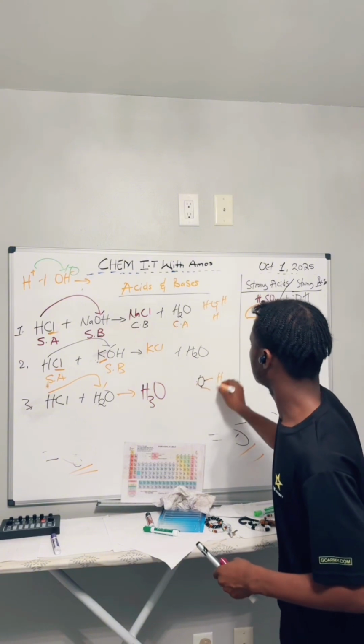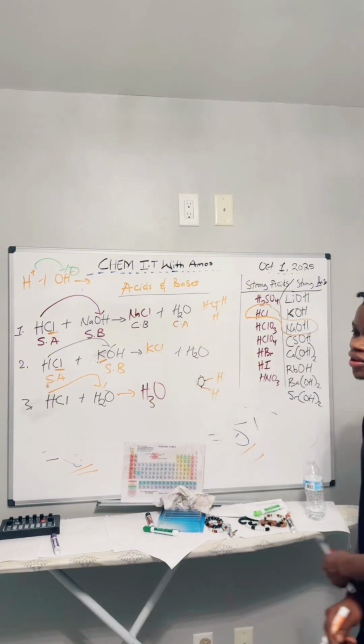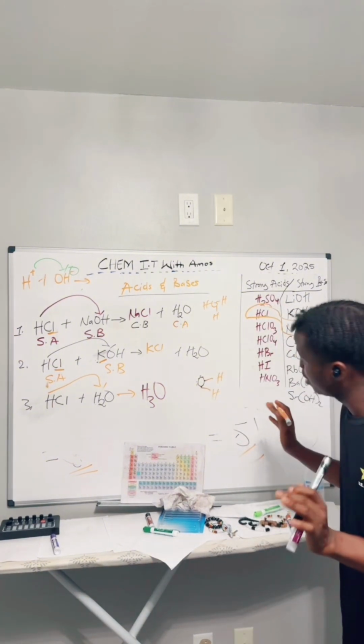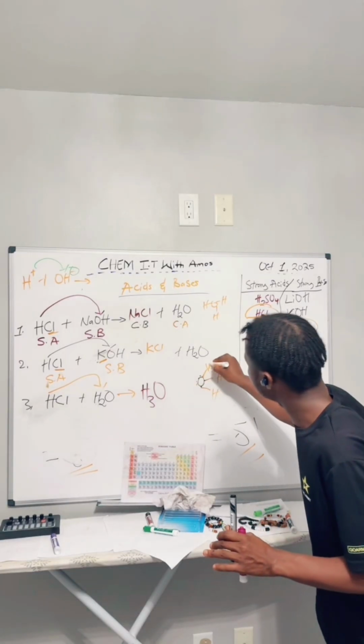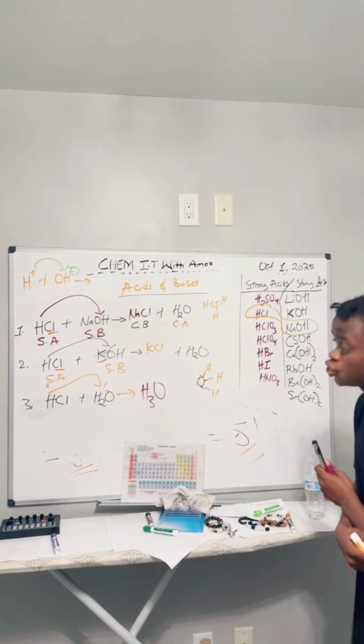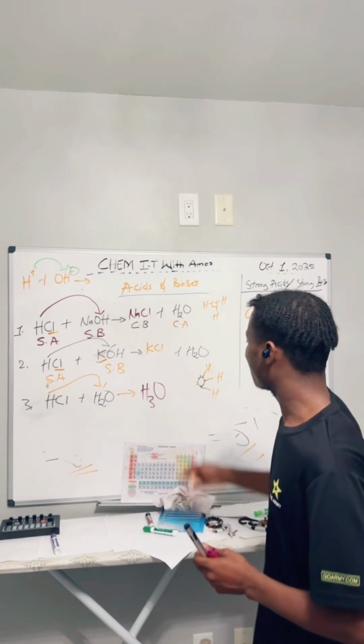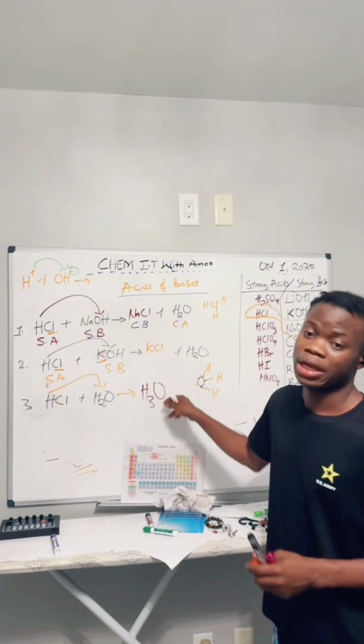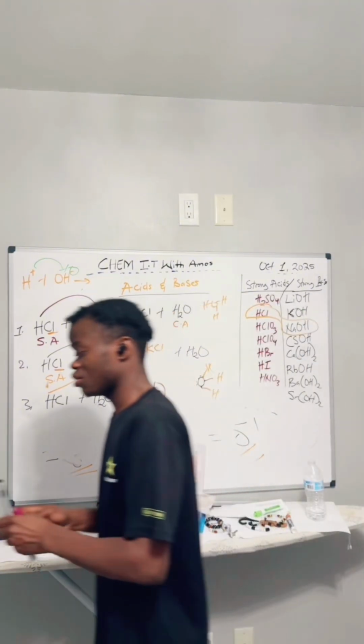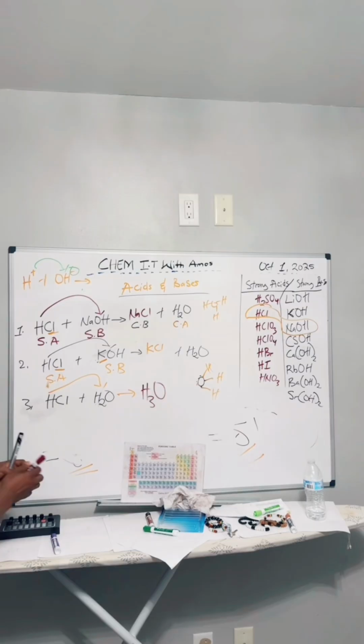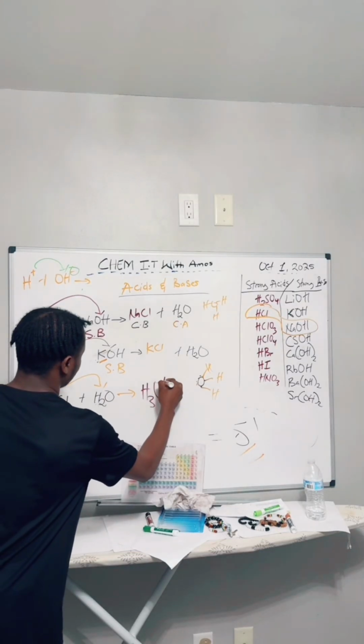So you put 1 H here, 1 H here. How many H are left? You can put 1 H here, then leave this out. It's not possible, so it only forms 2 bonds. But now you have 3 H connected to 1 O. It's not possible. So in so doing, you have to put a charge right here.